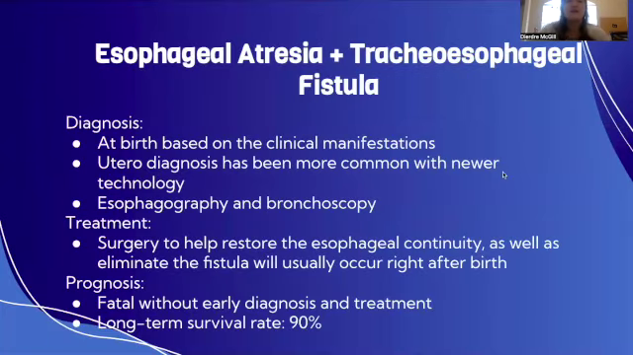So diagnosis. Since it occurs with babies, it's going to be at birth, looking at some of those clinical manifestations: the drooling, the cyanosis, the coughing, things like that. With newer technology, it is more possible and more readily available to do it in utero, just to be able to catch it early. And you can do it with an esophagography or a bronchoscopy.